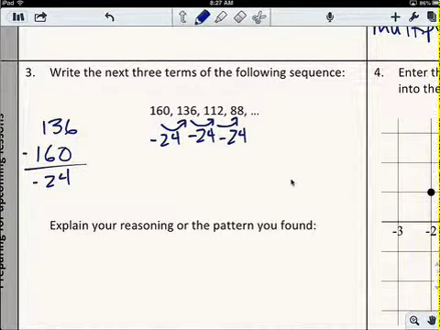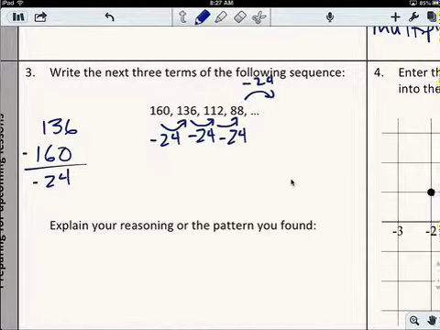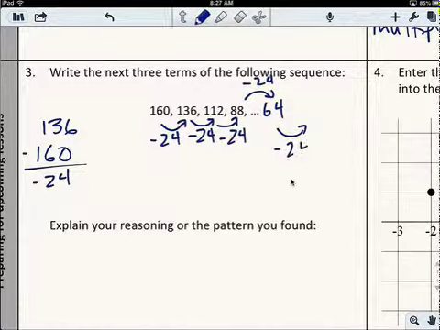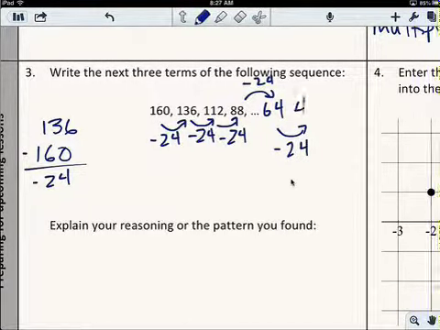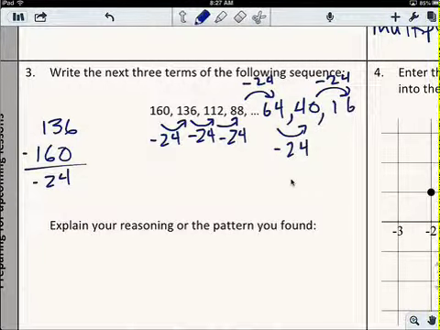So it looks like the pattern is subtracting 24, and it asks for the next 3 terms, so I'm just going to keep taking away 24. So minus 24. Take away 64 minus 24 again. We get 40. And then we take away 24 one more time. We get 16, and there's the next 3 terms. Explain the reason for the pattern you found.